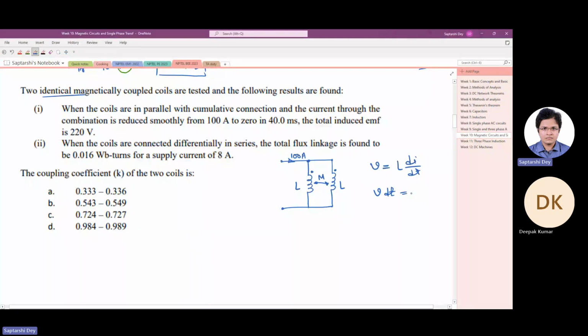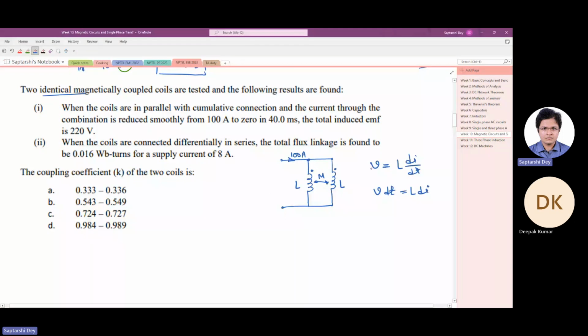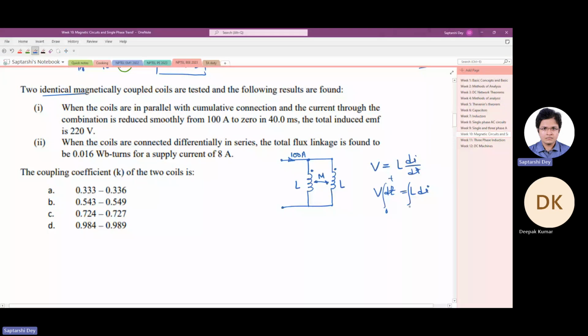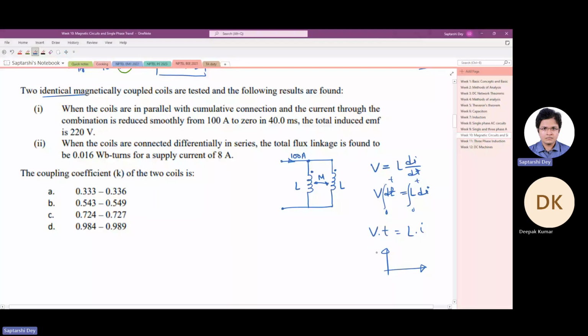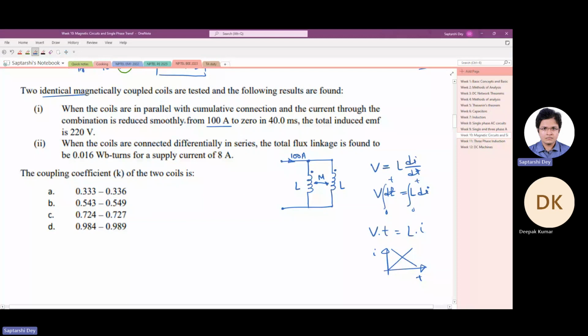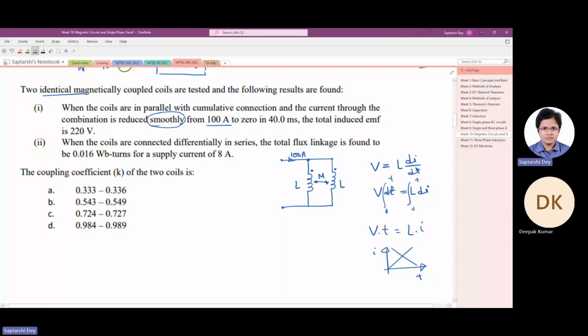If you write V dt equals L di, it's a constant voltage. Let us write it as capital V. And if you integrate it for some time 0 to t, what you will get is V times t equals L times I. In other words, a pure inductive circuit, when supplied from a DC voltage source, the current becomes linear. It rises linearly, or drops linearly. So that's what they have said. Smoothly is not a scientific term, they should have written linearly. 100 ampere to 0 in 40 milliseconds.